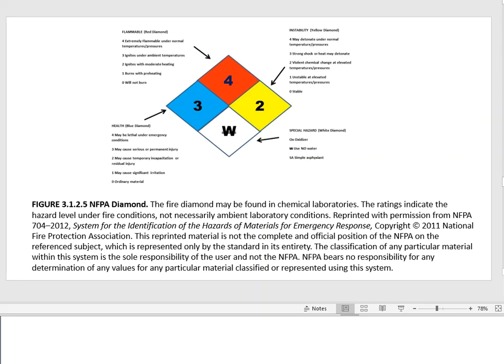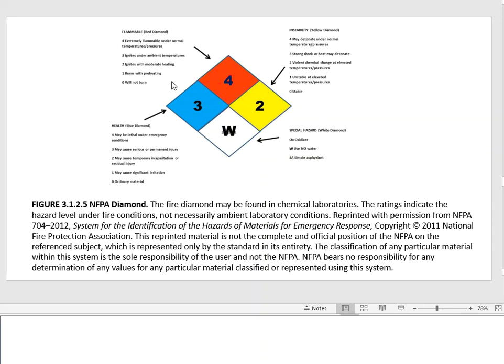And we said the NFPA diamond was a little backward than the GHS. The NFPA diamond number 4 is the worst one possible. So if you look at the top, it says number 4 means extremely flammable under normal temperatures and pressures. Number 3 ignites under ambient temperature. Number 2 ignites with moderate heating. Number 1, it burns with preheating. And 0 basically means that it will not burn at all.